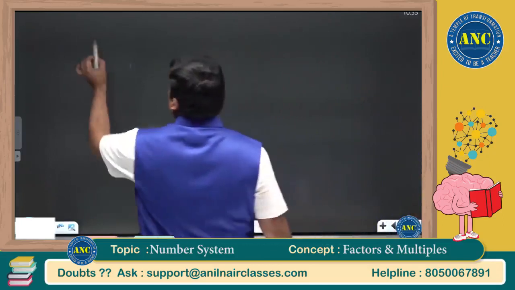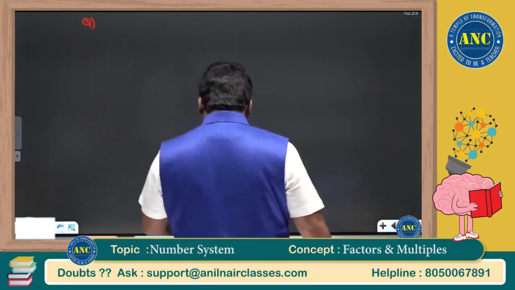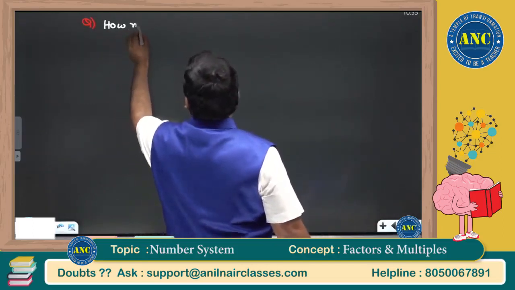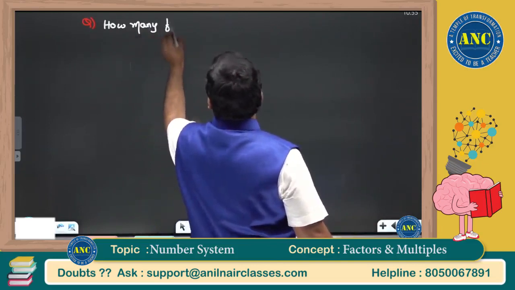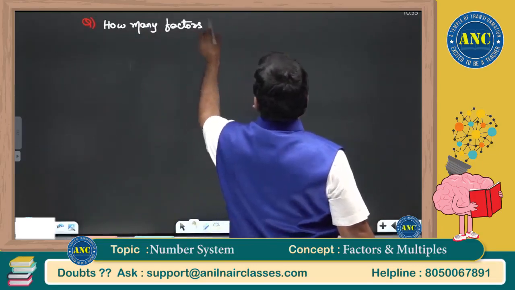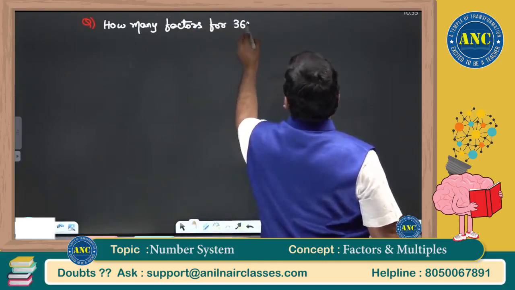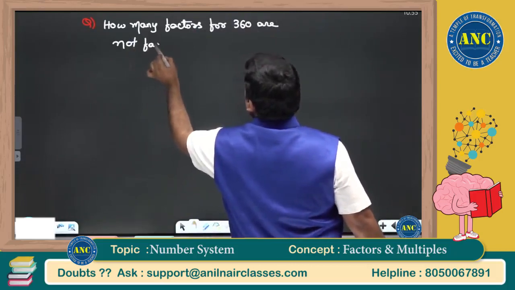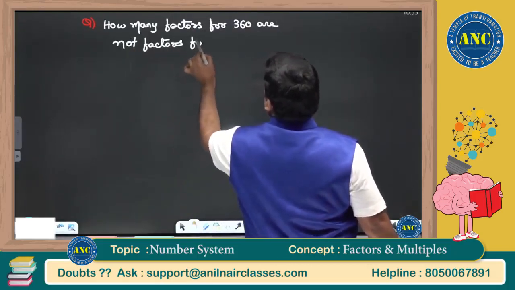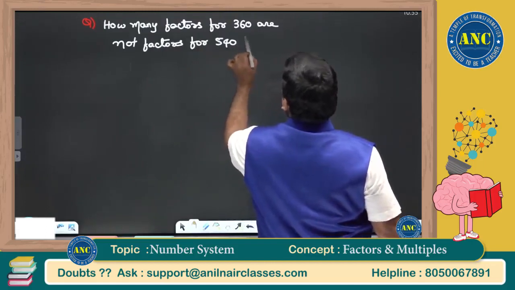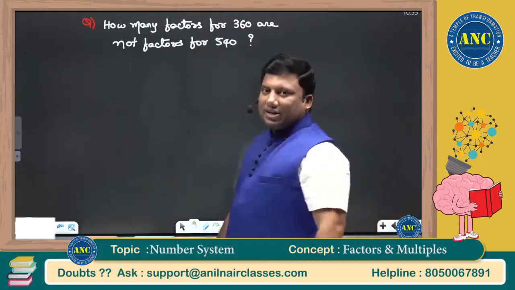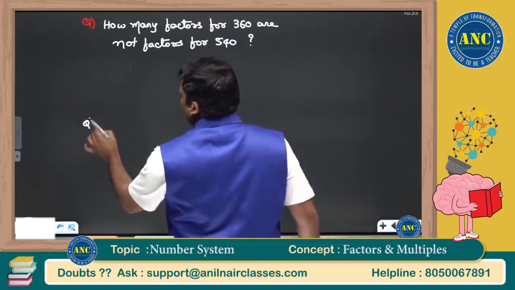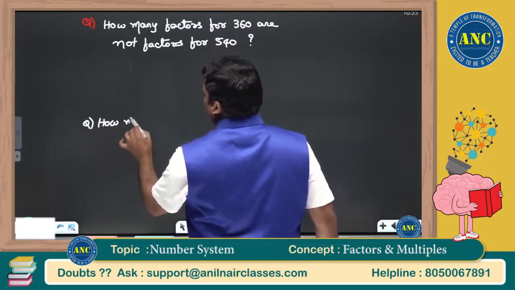Next one, what is the other question that we wrote and erased? The question goes like this: how many factors for 360 are not factors for 540? Very, very good question, sir. How many factors for 360 are not factors for 540? Once we understand this question, we will do one more example.